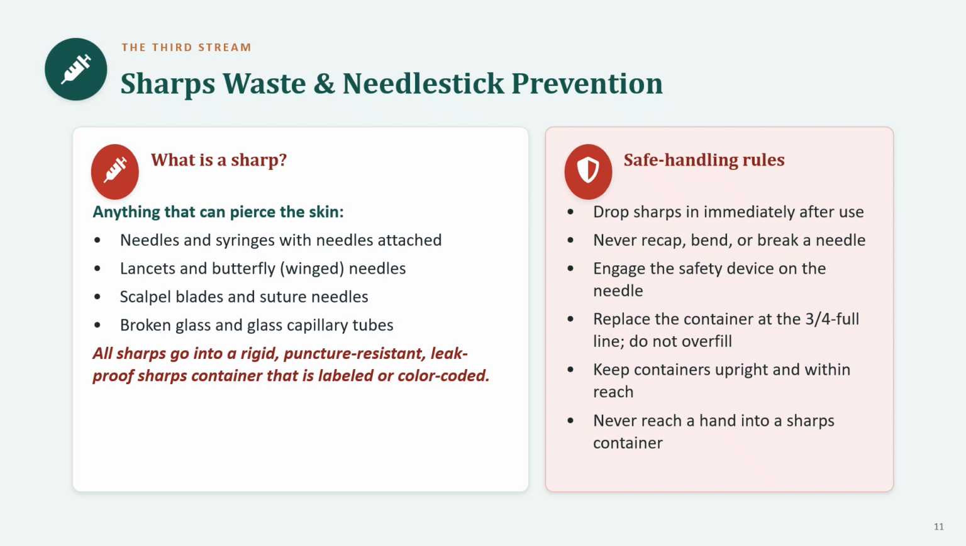The third stream is sharps, and this is the one where a mistake can injure someone in a second, so we give it its own rules. First, what actually is a sharp and what counts as a sharp? Anything that can pierce the skin is a sharp.